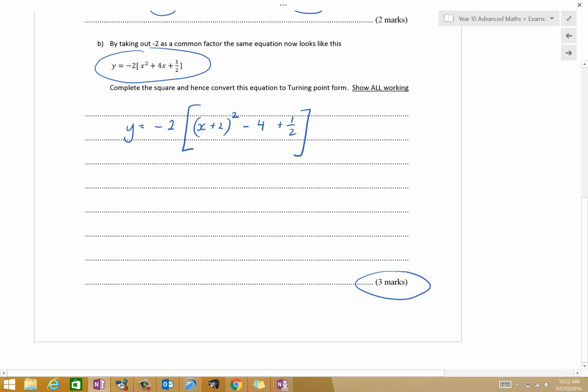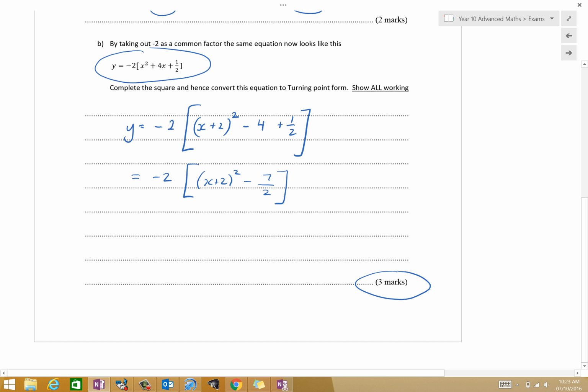All right, so now what we need to do is carry that through or simplify what's inside the brackets. So we've got minus 2 bracket x plus 2 all squared. Now, minus 4 is the same as minus 8 over 2. Minus 8 over 2 plus 1 over 2 is minus 7 over 2. So therefore we've got minus 7 over 2.